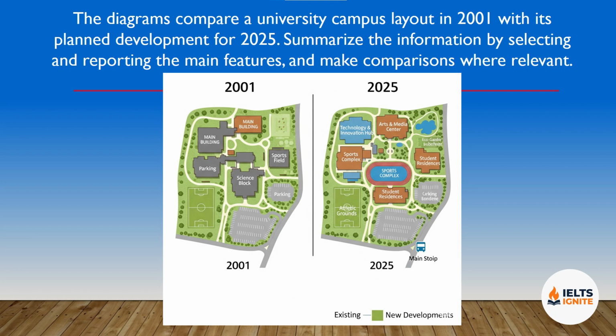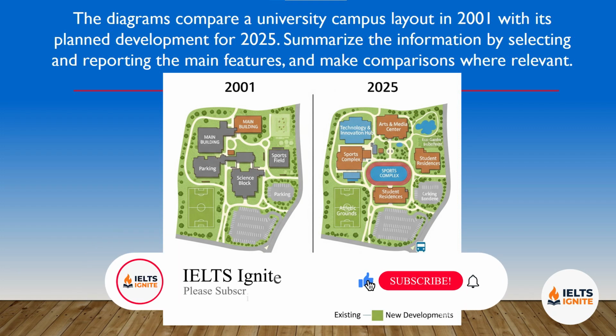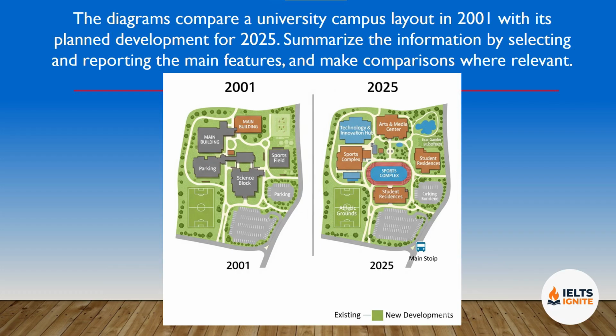So let's get started. Now, our first prediction is a map showing a university campus in 2001 compared to its planned expansion for 2025. I'll show you a Band 8 model answer that explains key features, comparisons, and trends. The question is: the diagrams compare a university campus layout in 2001 with its planned development for 2025. Summarize the information by selecting and reporting the main features, and make comparisons where relevant.